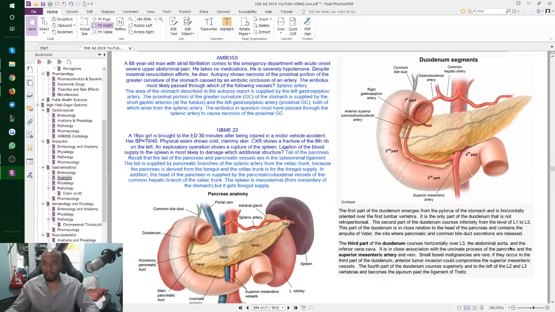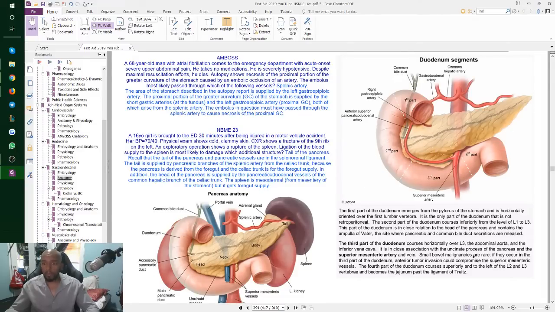Horizontally over L3, the abdominal aorta and the inferior vena cava. It is in close association with the uncinate process of the pancreas. Right, this little portion right here. Right, that's the uncinate process that turned around and came and got attached to the bigger part.